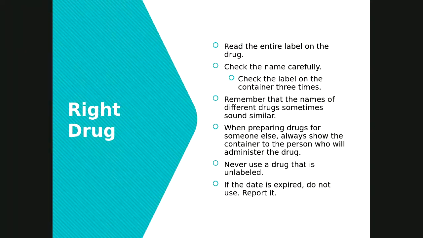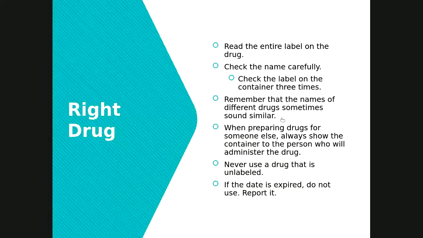If we look at each of those individually, when they talk about the right drug, you want to make sure you read the entire label on the drug that you're giving, and you probably want to do that multiple times. You want to check the name of the drug carefully, and you check that label again 3 times. Typically, the first thing you want to check after you make sure that it is the right name of the drug is the expiration date. If the date is expired or it's very close to expiration, you will not use that drug. You would just report it and set it aside.